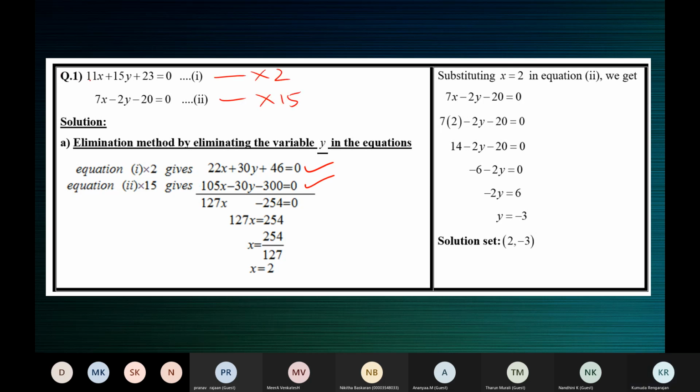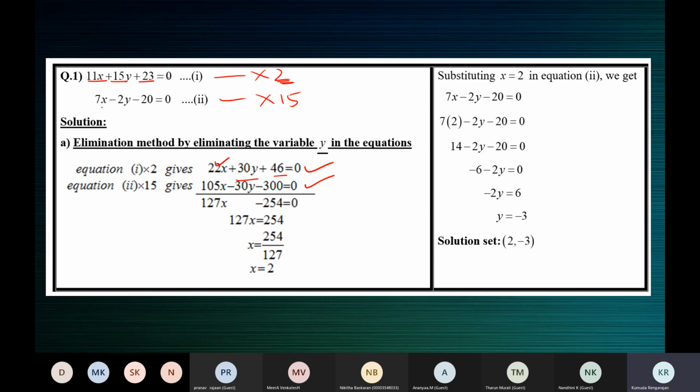See here. 11x into 2, 22x. Plus 15y into 2, plus 30y. Plus 23 into 2, plus 46. Please multiply the RHS also. Multiply the RHS also by 2. 0 into 2 is 0. You should multiply everything in the LHS and the RHS by 2.